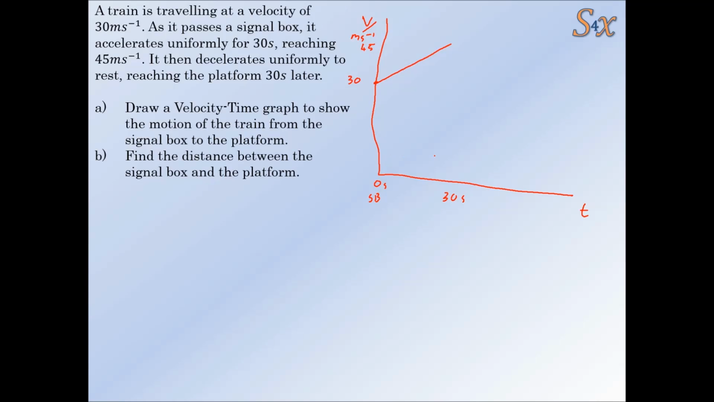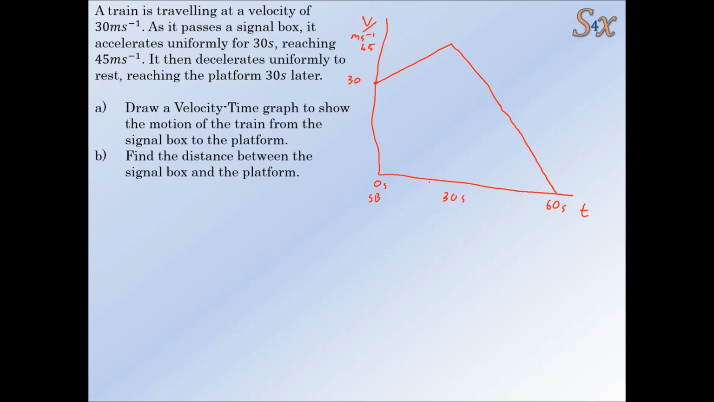And it then decelerates uniformly to rest, reaching the platform 30 seconds later. So the platform is reached after a total of 60 seconds. It's another 30 seconds on top, and this is a uniform deceleration, so it should be a straight line. I'm afraid this is about as straight a line as I can do, but hopefully you see what I'm trying to do. And that's basically all there is to the velocity time graph. It's not really too difficult to draw, but it's got an acceleration followed by an immediate deceleration.